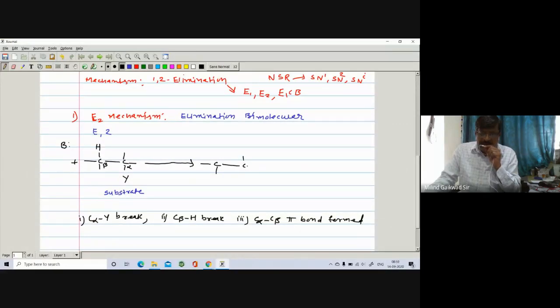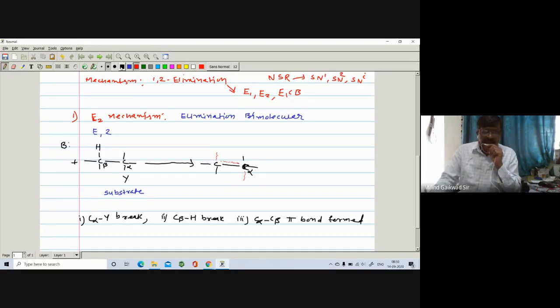So this does not change. This carbon is the alpha carbon, right? And here you will see that there is a breaking of a bond between the C alpha and Y. There is a formation of a bond between the C alpha and C beta.